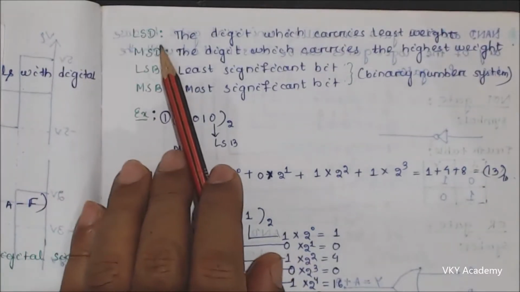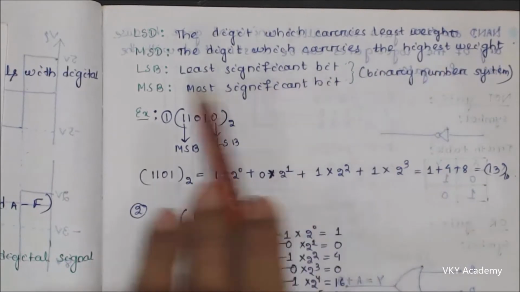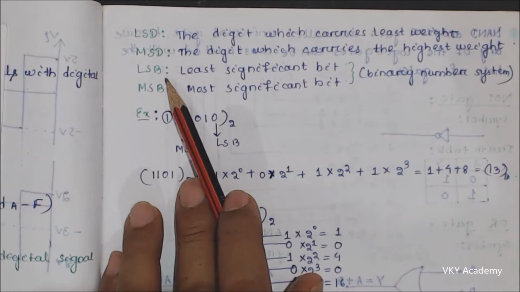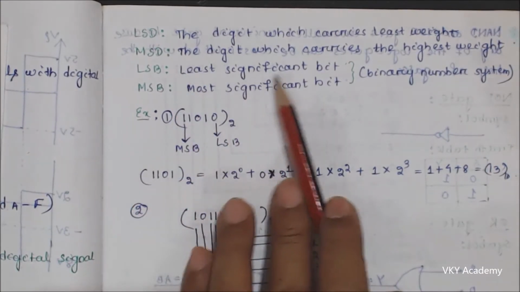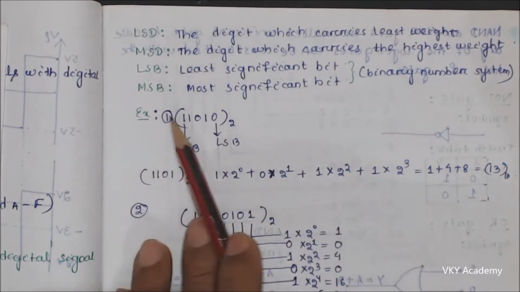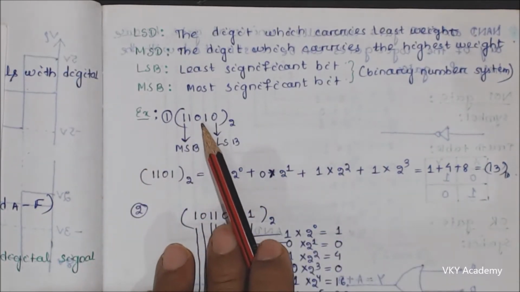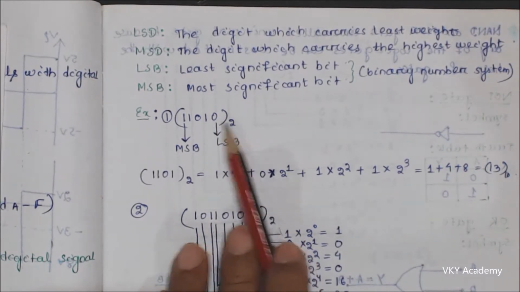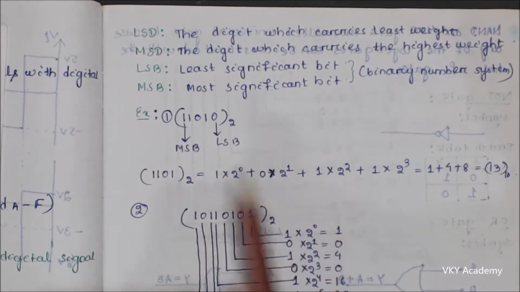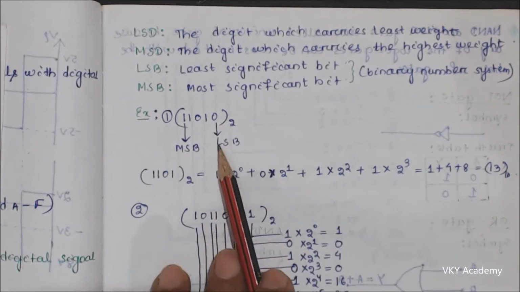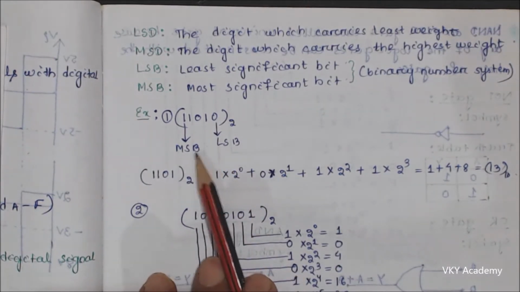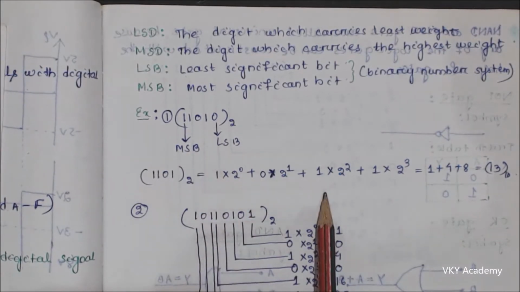So we have mentioned here LSD is the digit which carries the lowest weight, MSD the digit which carries the highest weight. Similarly, LSB in case of binary number system, least significant bit, and MSB is the most significant bit. Okay, so as you can see, a binary number is given here, 11010, which has a base 2. So all binary numbers must be written in this structure. The base is 2. So this first bit carries the lowest weight. That is why it is called LSB. And this one is called MSB because it carries the highest weight.